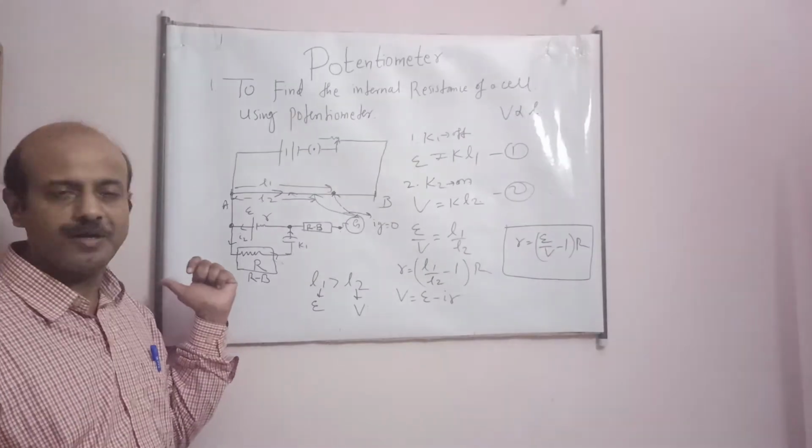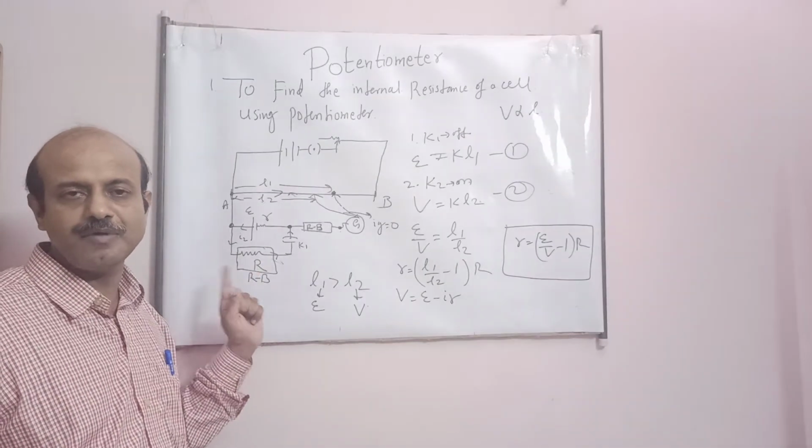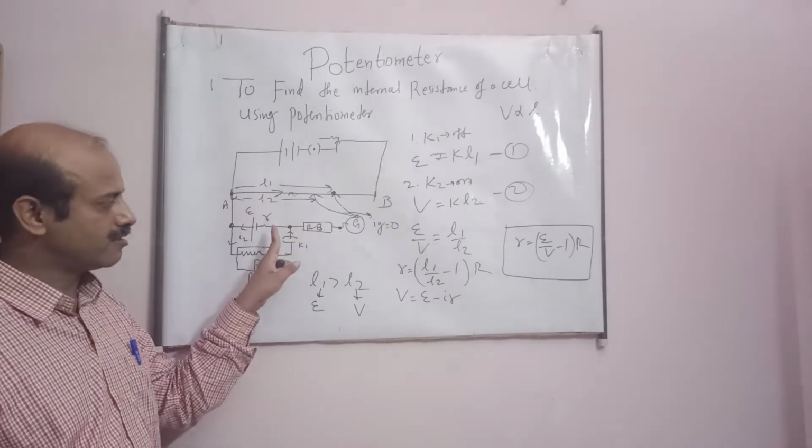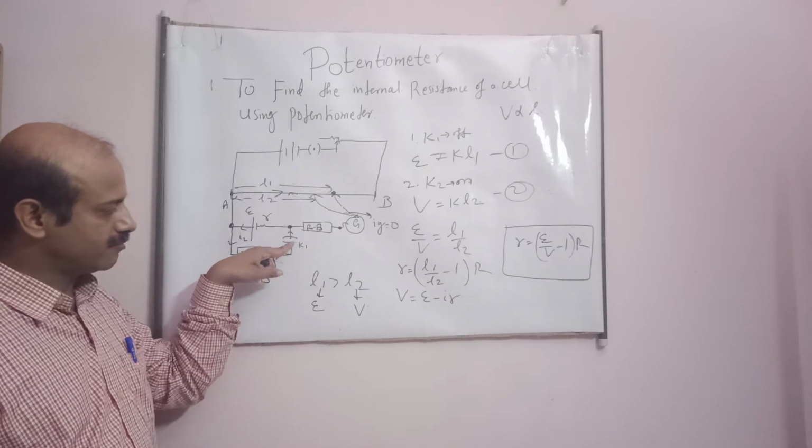So this is, student, the method to find out the internal resistance of the cell using a potentiometer. Directly, as you saw, you cannot find it out, but by this experiment it can be determined very easily. Again I am repeating the method: first make this circuit, make this key off.